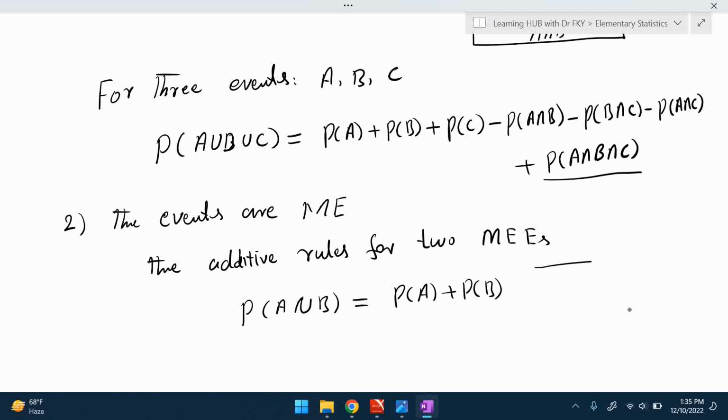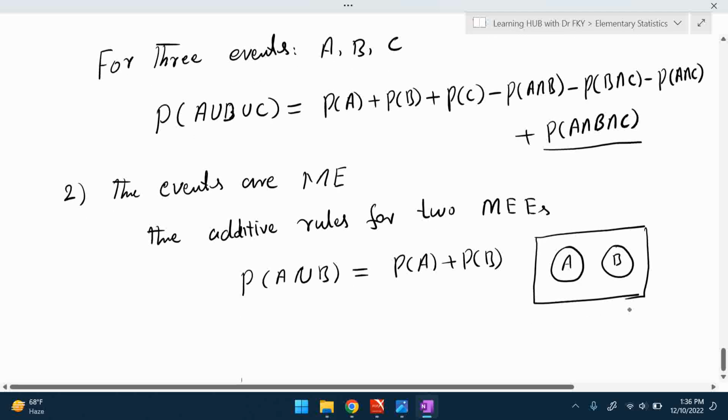You can explain this by using a Venn diagram. It looks like this. This is event A and this is B. There is no common point, so there is zero probability of the common point. So we can simply write probability of A plus probability of B. Remember, this is in the case of mutually exclusive events.